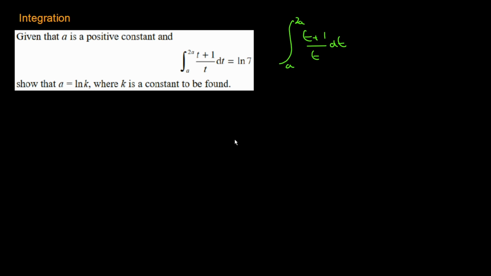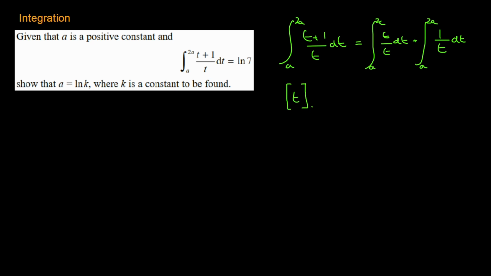Okay, we've got to do the integral first. If you split this integral, it turns into two very easy integrals. It turns into the integral from a to 2a of t over t dt plus the integral from a to 2a of 1 over t, also with respect to t. T over t in this integral will simply be 1. So let's now just integrate. The integral of 1 with respect to t is simply t.